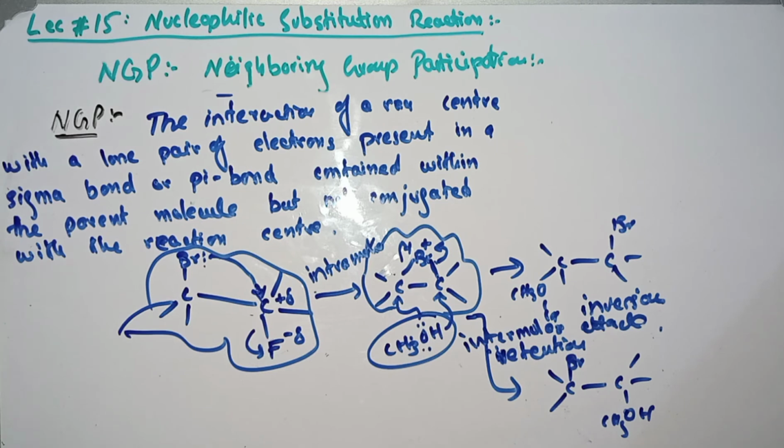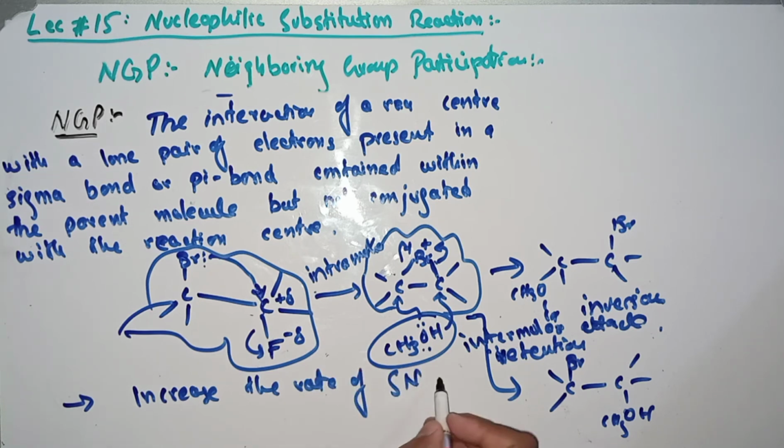I hope my view will be clear to you. What is the effect of NGP? The first effect of NGP is that it increases the rate of the substitution reaction, that is, the SN2 reaction. So that's why I am writing SN2 reaction. It increases the rate of the substitution reaction or SN2 reaction significantly.